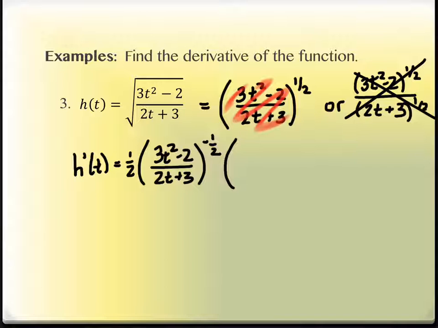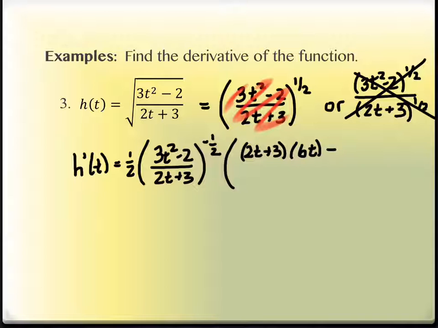And that is a quotient rule. So let's see how well you remember the quotient rule from your last couple of days of work. What do you do first with the quotient rule? 2t, the bottom, the whole part that we had talked about, the bottom. Times what? Derivative of the top. So what's the derivative of 3t squared minus 2? 6t.